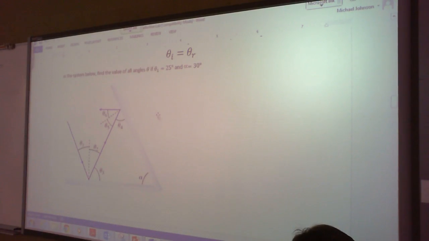So go ahead and take a minute and use that law of reflection to solve this triangle. If you did the tutorial, it'll look familiar. In this case, I'm giving you angles, so you can do it mathematically with numbers, whereas on the tutorial, you'll have to do it in terms of theta.